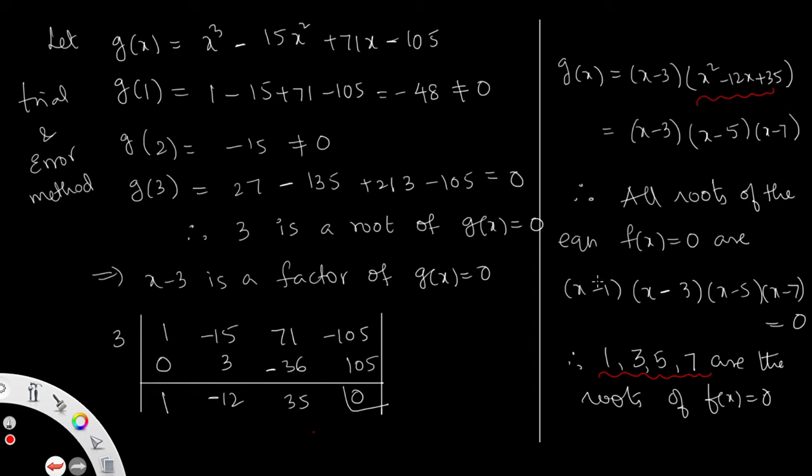Therefore all the roots of the equation are x minus 1, x minus 3, x minus 5 and x minus 7 equal to 0, that means 1, 3, 5, 7 are the roots of the equation f of x equal to 0. And then go to the last SAQ in the question bank, that is question number 8.